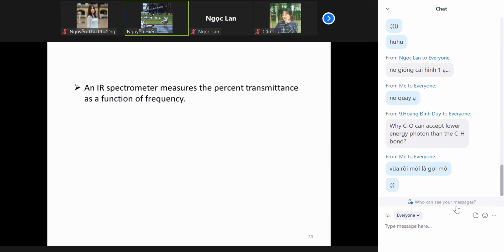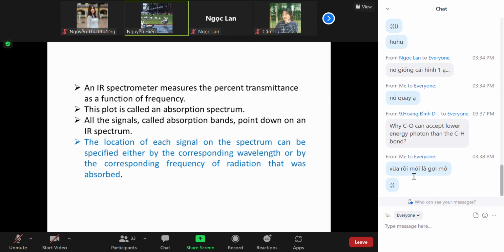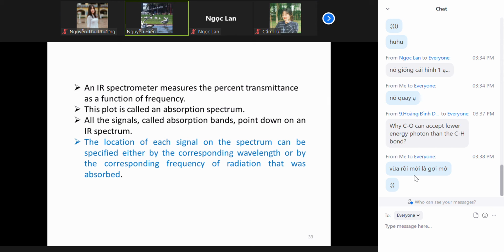So an infrared spectrometer measures the percent transmittance as a function of frequencies. This plot is called an absorption spectrum. All the signals called absorption bands point down on an infrared spectrum. Chúng ta có một cái từ mà nó gần nhau nhé. Ví dụ spectroscopy là phương pháp phổ, spectrometers là máy phổ, và spectrum là cái ảnh mà chúng ta thu được sau khi máy phổ xử lý, và cái ảnh đấy nó cho mình thông tin về cấu trúc của chất đang nghiên cứu. Thì thực ra spectrum là cái mà mình sẽ quan tâm nhất.